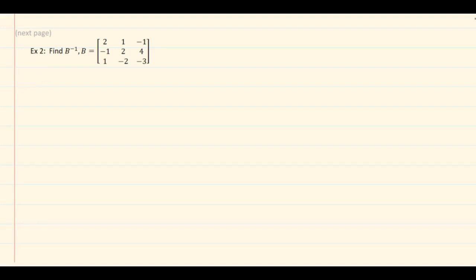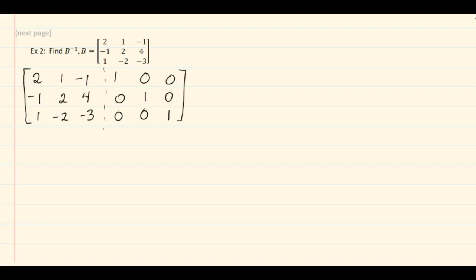So on the next page of our notes, let's find the inverse of matrix B. The first thing we need to do is augment our matrix with the identity matrix. Now that we've done that, we need to do row manipulation so that we get the identity matrix on the left, and on the right side we'll have B inverse. From here you can pause the video and try to do it on your own. You can also follow along on this video.